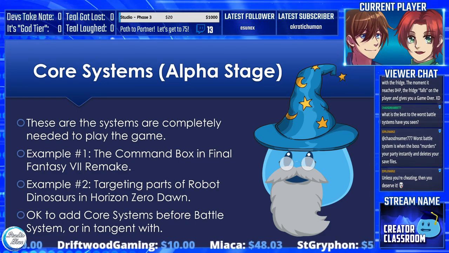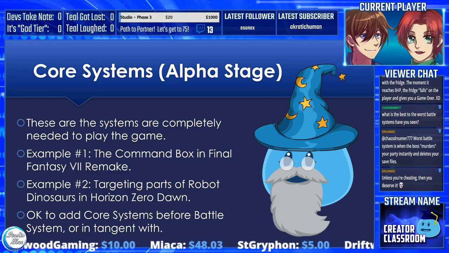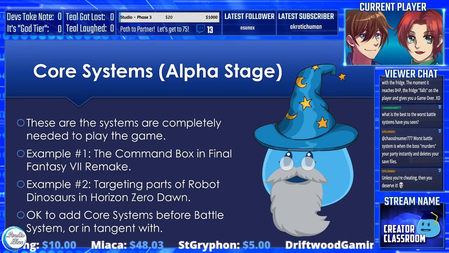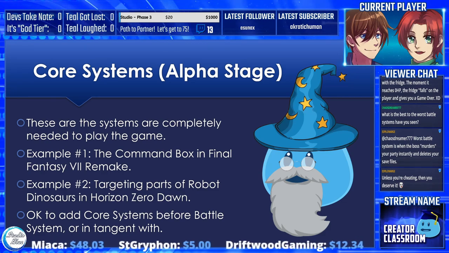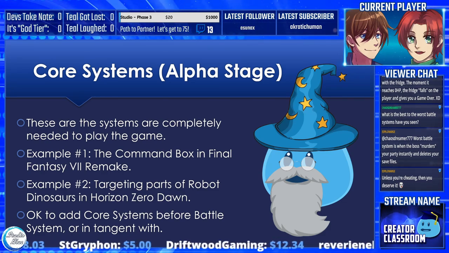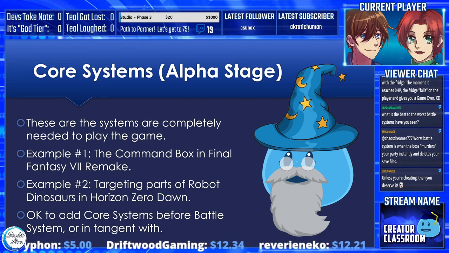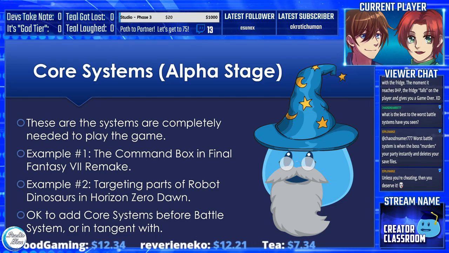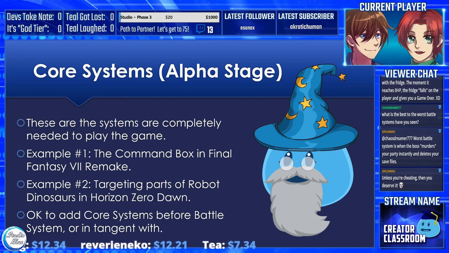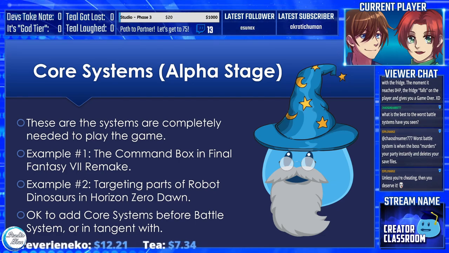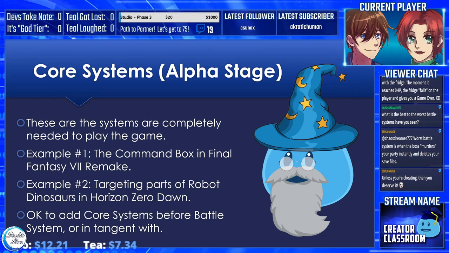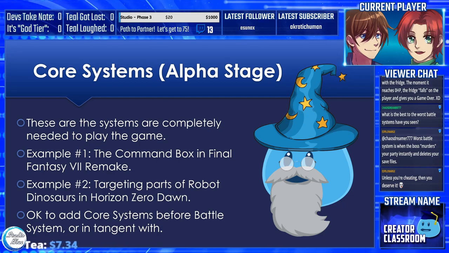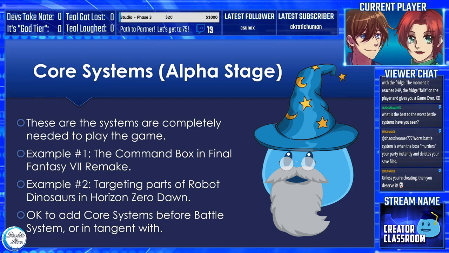Your core system is literally this. Let's say you have system A. If you take system A away, your game will cease to be your game. That's a core system. If you can take system A away and your game can continue to function and be your game, then it's not a core system. Flying in Nights into Dreams, that old Sega Saturn game, that's a core system.